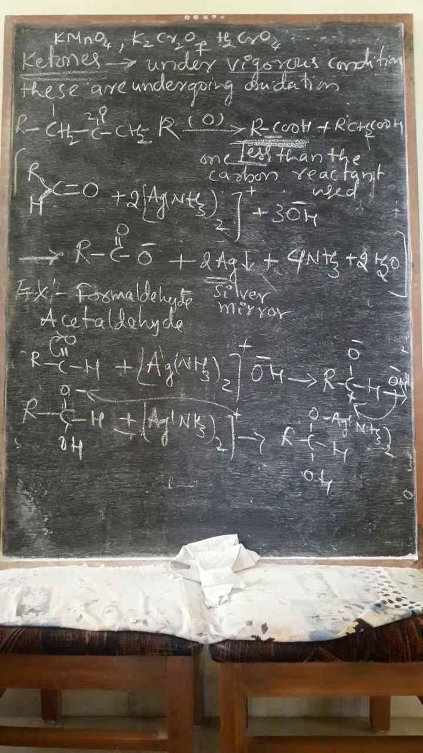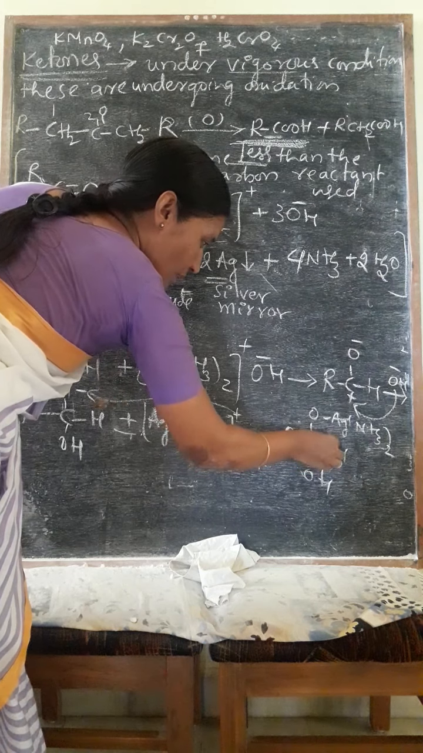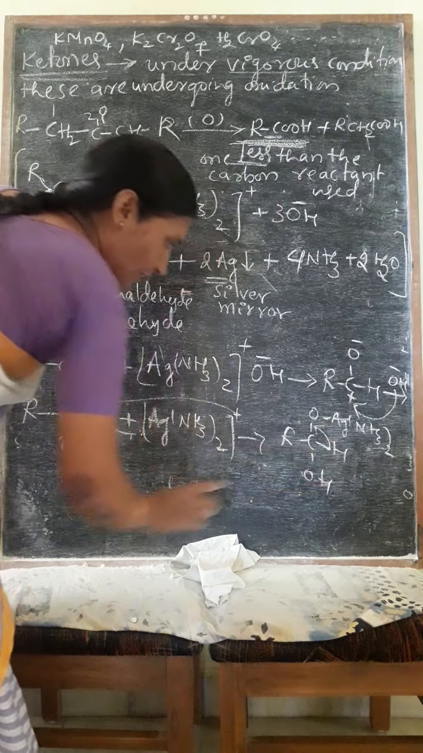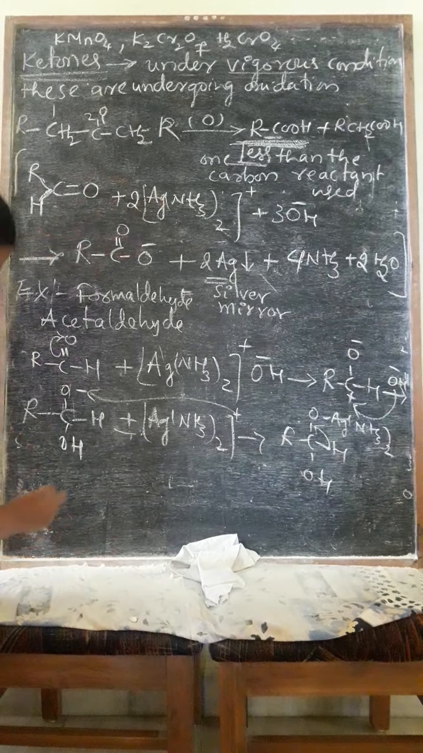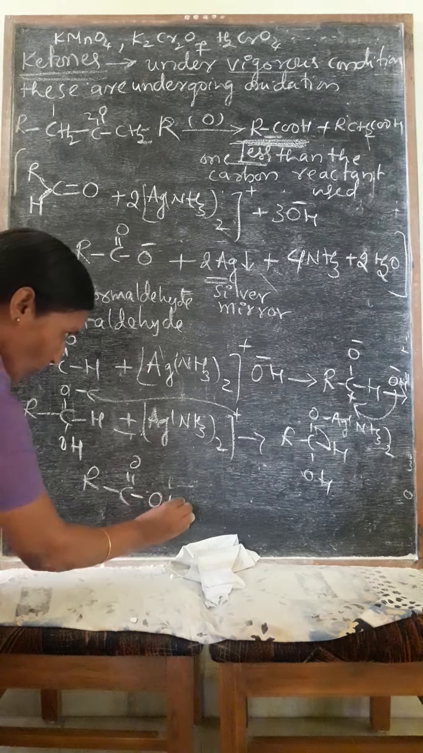Okay. Now what happens here? This bonded electrons move towards this position and it is eliminated as H plus. It becomes R C double bond O and OH.